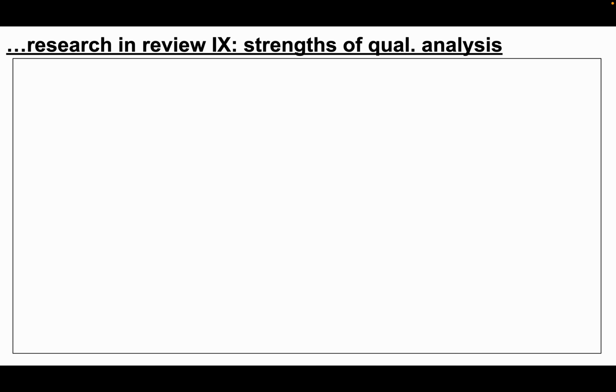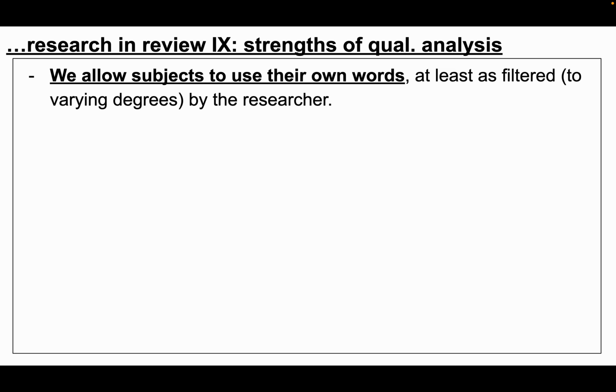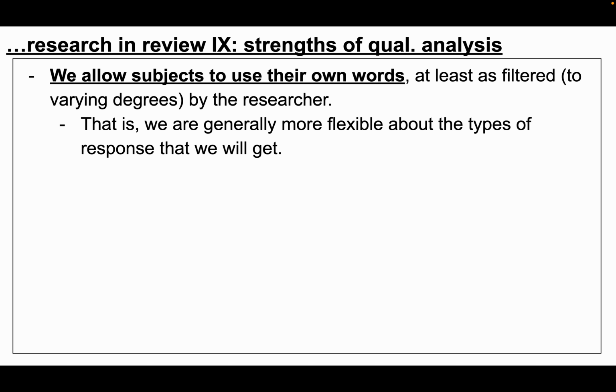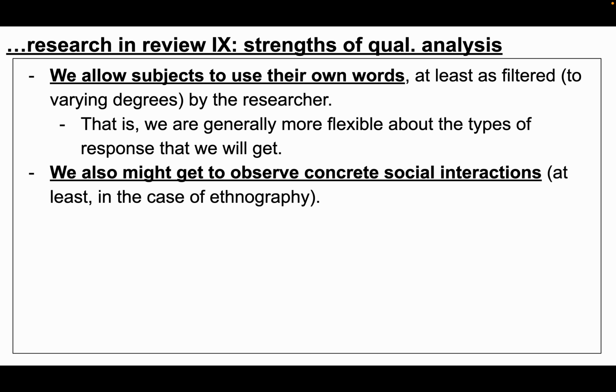Now let's turn and talk about the strengths of qualitative analysis, then we'll talk about the weaknesses. So among the strengths of qualitative analysis would be that we allow subjects to use their own words, at least filtered to varying degrees by the researcher. That is, we're generally more flexible about the types of response that we'll get. We also, generally speaking, get to observe concrete social interactions, at least in the case of ethnography. So we can see people's interactions nice and up close.